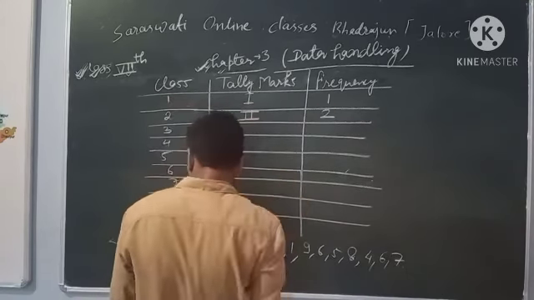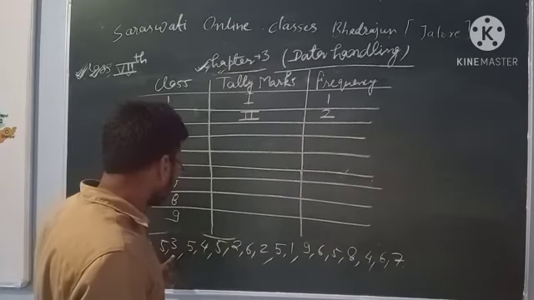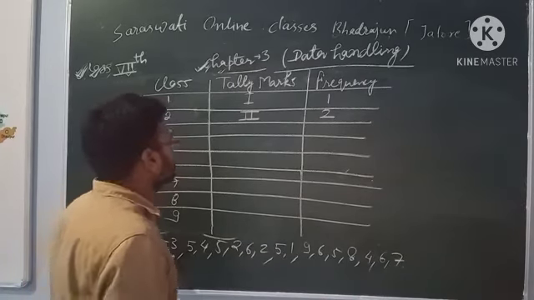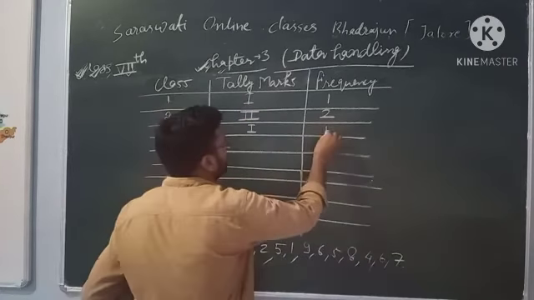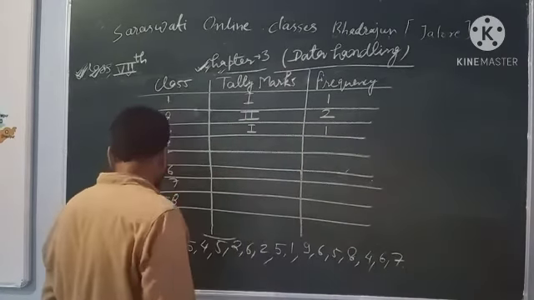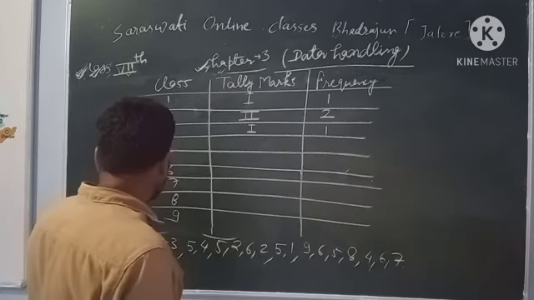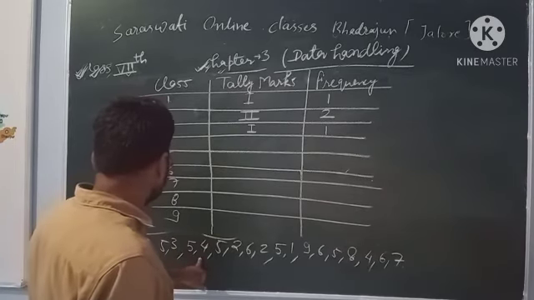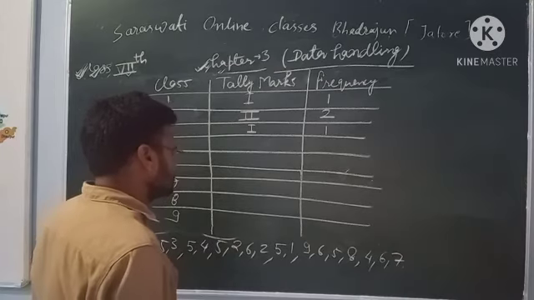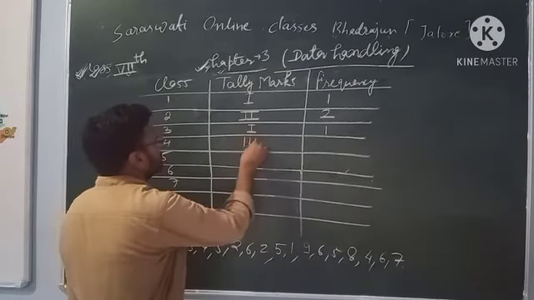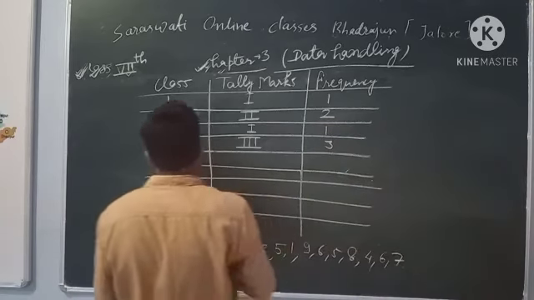Good. How many times is 3 coming? 3 is coming only one time. Tally mark should be this one and frequency is 1. After that, 4. How many times is 4 coming? 1, 2, 3. 4 is coming 3 times. So the tally mark is this one, 3, and frequency is also 3.